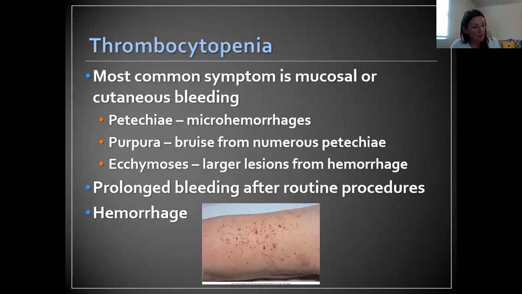The most common symptom is petechiae, or microhemorrhages, which we see in this picture. There can also be bleeding into the skin that forms bruises such as purpura or ecchymosis. We see prolonged bleeding after routine procedures such as blood draws, as well as hemorrhage.